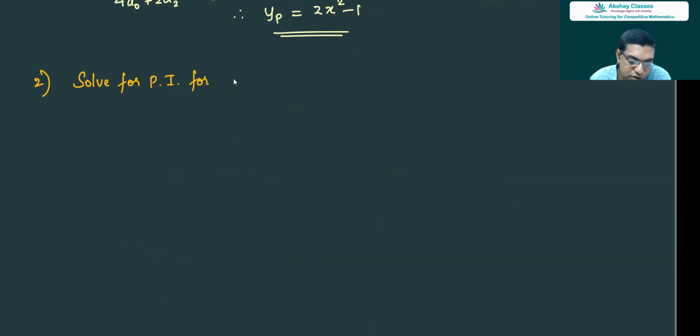for this differential equation: y double dash minus 3y dash plus 2y is equal to e power x.